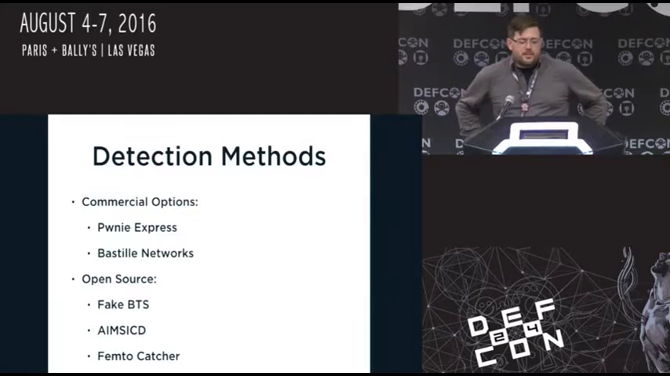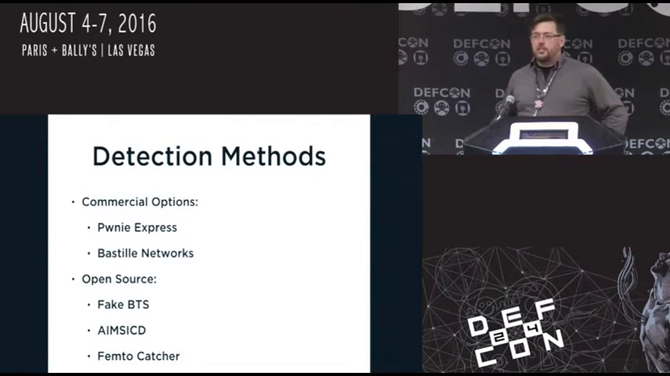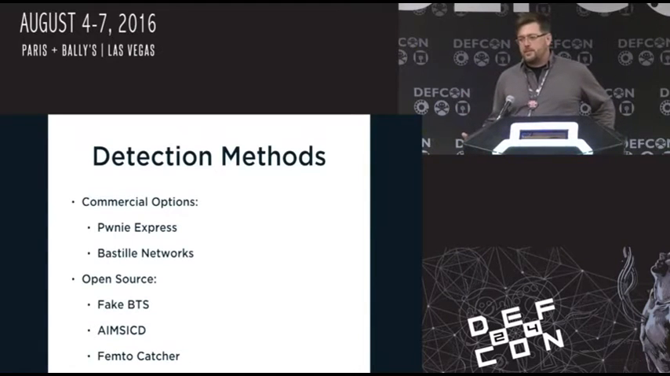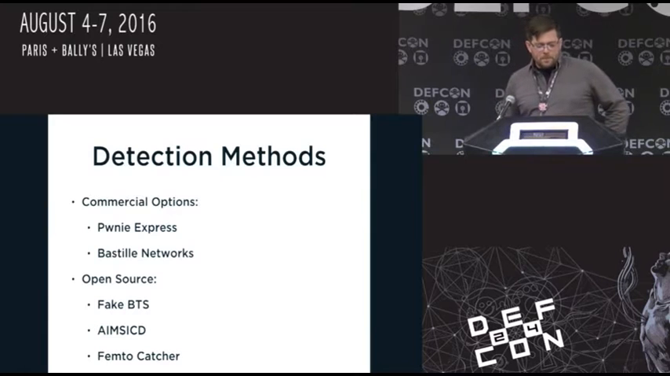So current detection methods: both Pony Express and Bastille Networks have an offering of which this is a subset. Open source options. Fake BTS is a really cool project. It served as the original inspiration for this. It's a collection of shell scripts that use Wireshark and AirProbe and Calibrate to make a determination as to whether or not you have malicious nearby cells.